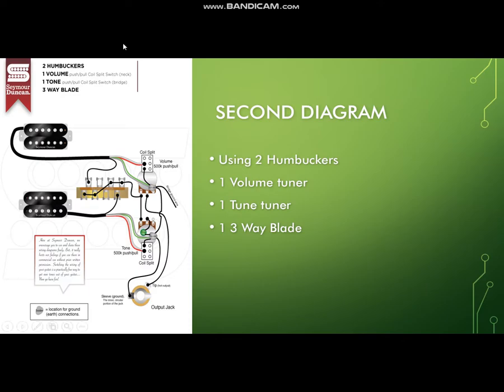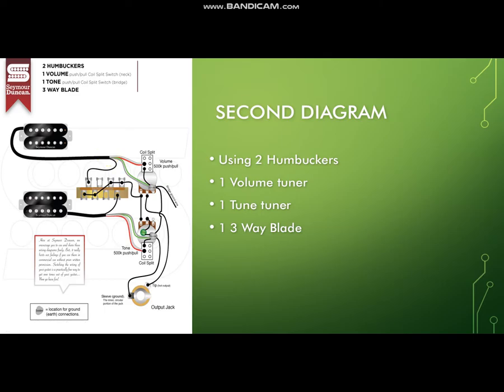So in the second diagram they're also using two humbuckers, but instead of two volume knobs, now they're using one volume knob with a coil split, which you can see here. They're also using just one tone knob and one three-way blade.